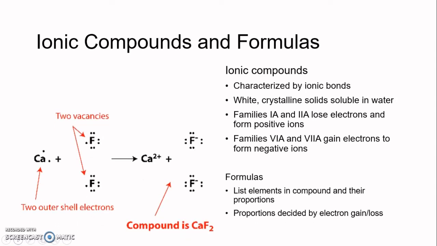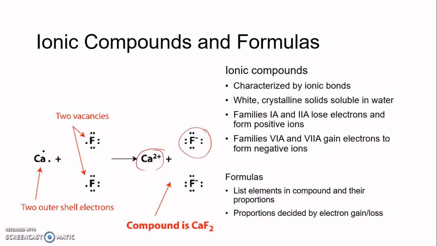The formula for each of these compounds is made by listing the elements of the compound in their actual proportions. So, for example, you have a calcium atom and a fluorine atom. Well, calcium has 2 extra electrons, so it's going to have to get rid of 2 electrons to create the octet. But fluorine only has room for 1.